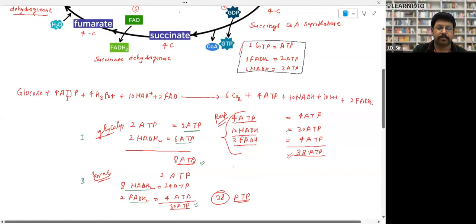One more thing, write down this reaction as well. Glucose plus 4 ADP plus 4 H3PO4 plus 4 NAD plus 2 FAD. Then glucose will break down completely into 6 CO2, 4 ATP, 10 NADH, 10 hydrogen plus, meaning protons, and 2 FADH2. This is the complete reaction of glycolysis and the Krebs cycle. Note down, Martin. It's the complete reaction.